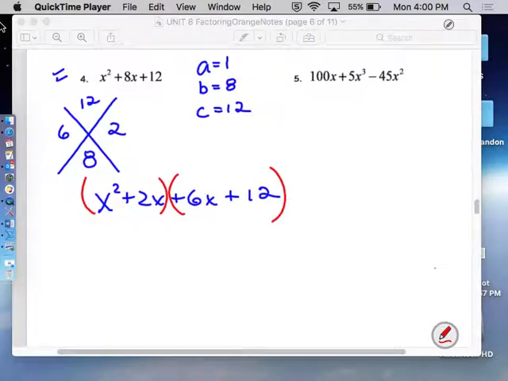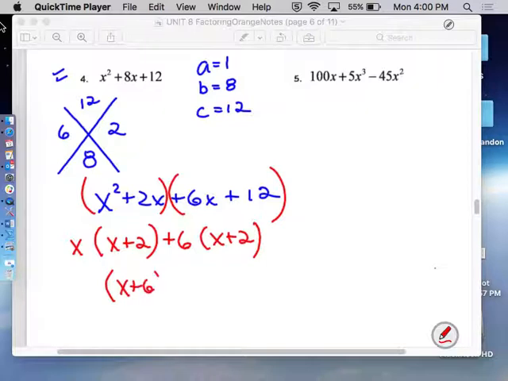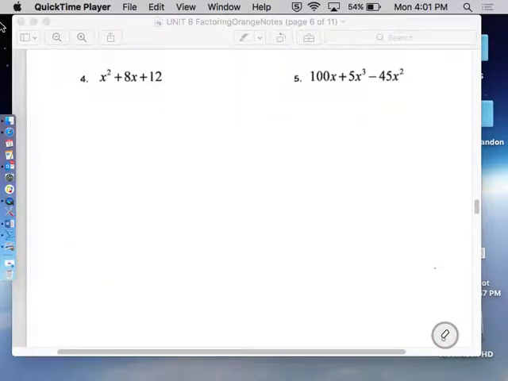The GCF in the first grouping is x, leaving me with x plus 2. The GCF in the second grouping is 6, leaving me with x plus 2. So the binomial factors are x plus 6 times x plus 2. Let's run through another one on the video. If I look at a problem like number 5, well, it's not arranged in order, so that's the first thing I'm going to do.